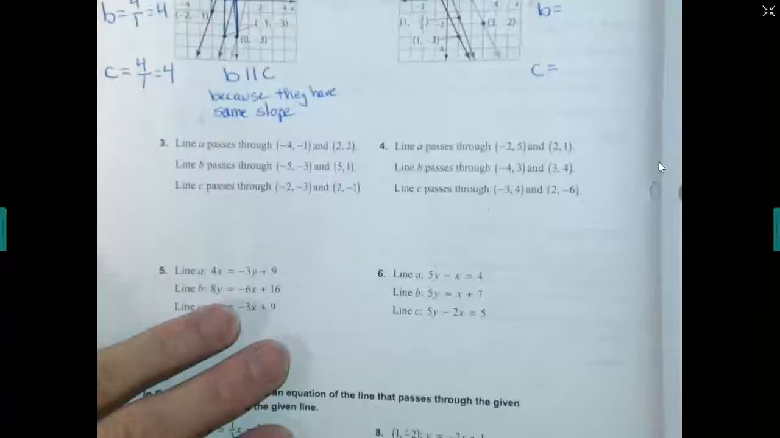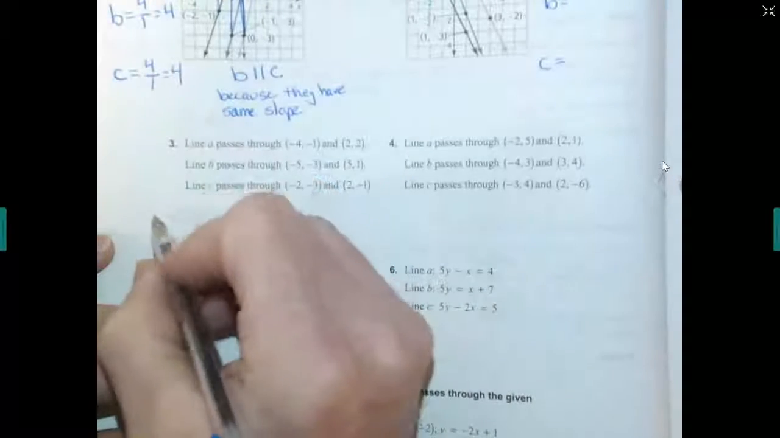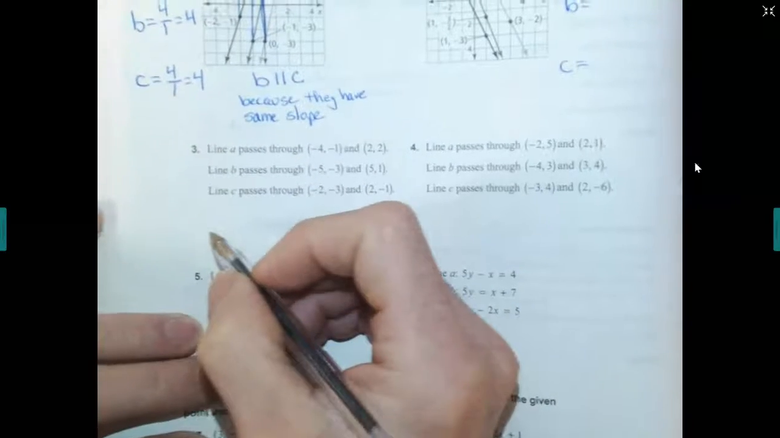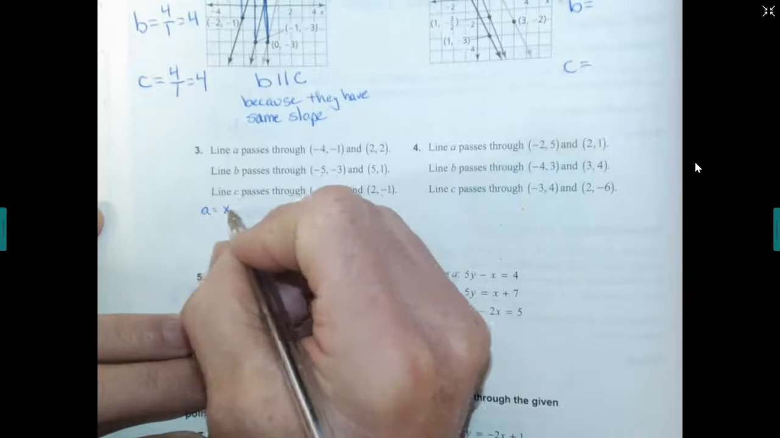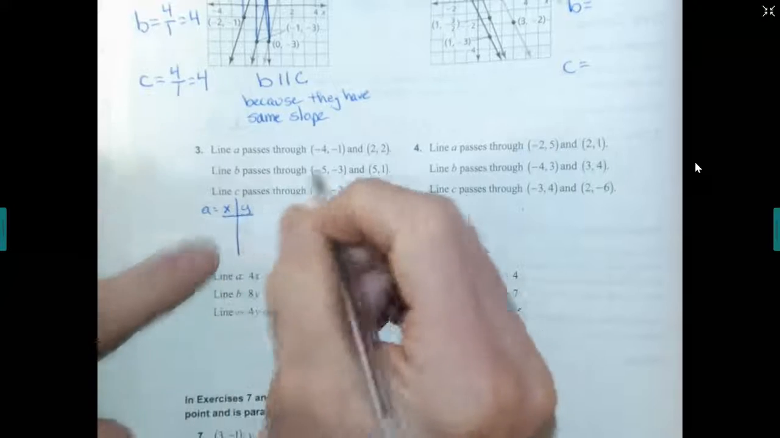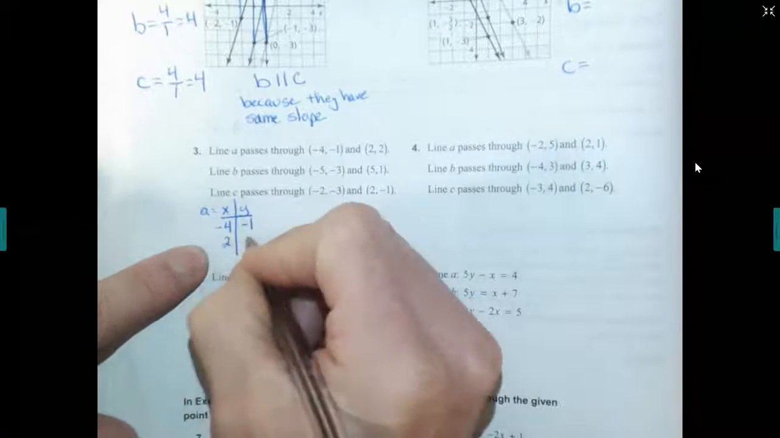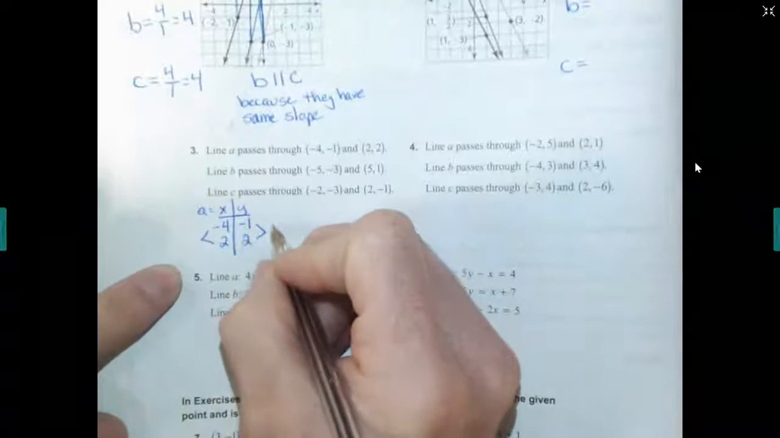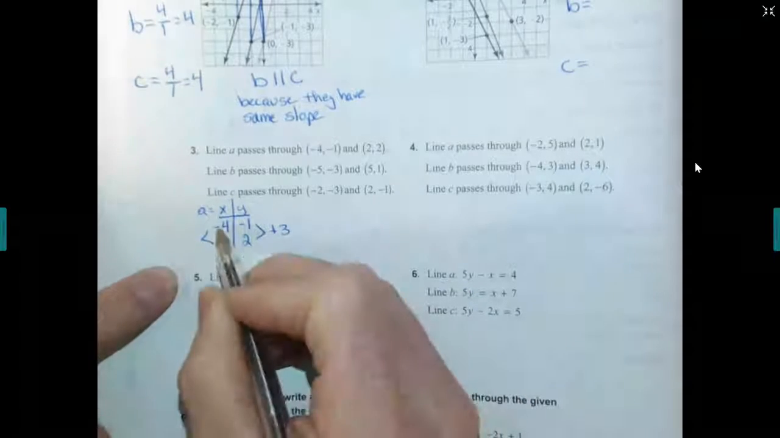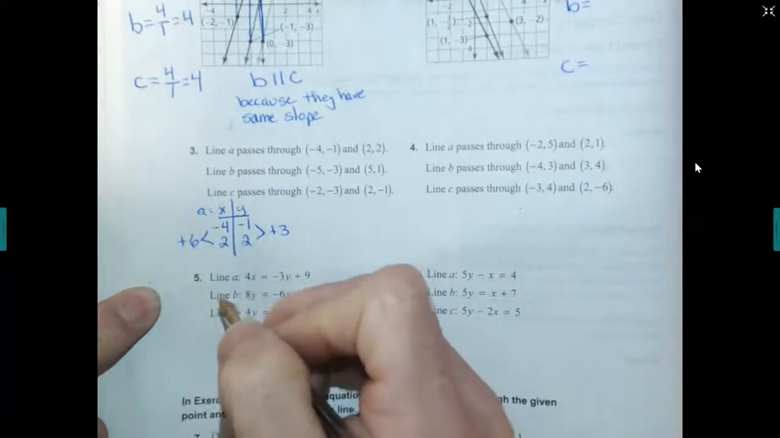All right, here we go. Number 3. Uh-oh, we don't have the slope on these. So it looks like we're going to have to find it. So let's find the slope for A. What I'm going to make is a table, an X, Y table. So I have -4, -1, and 2, 2. So going from -1 to 2 is a +3. Going from -4 to +2 is a +6.